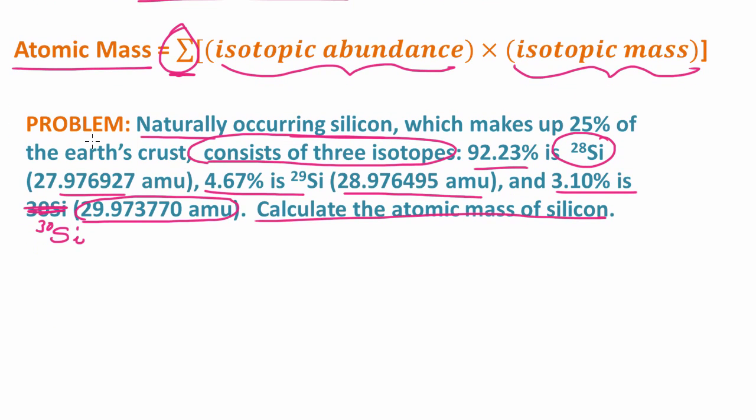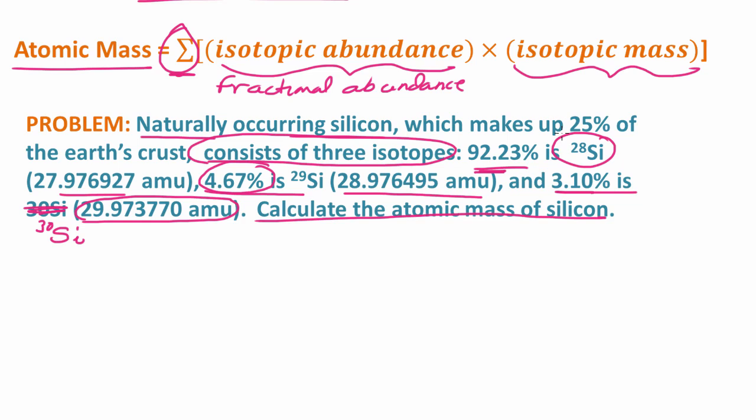Now, obviously, this 4.67%, the 92.23%, and 3.1%, these are what we call percent abundances. What we want is the fractional abundance. All right, let me put that up here. So fractional abundance. How do we get the fraction from the percent? We just divide it by 100.